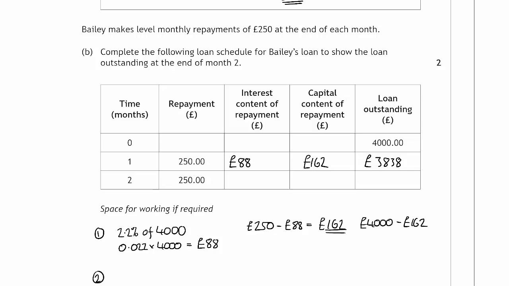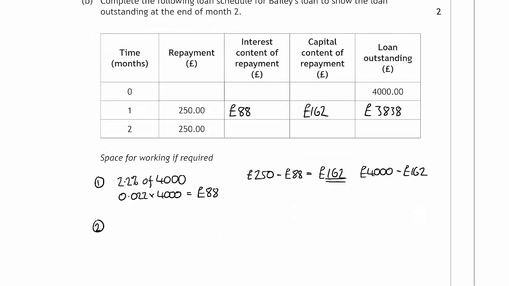Okay, now the second part of it, so this is month 2. We just repeat the same process. So what we're going to do now is work out what 2.2% of 3,838 is. Okay, so we're going to go 2.2% of 3,838. So again, we times that by the decimal, and that's now £84.44.